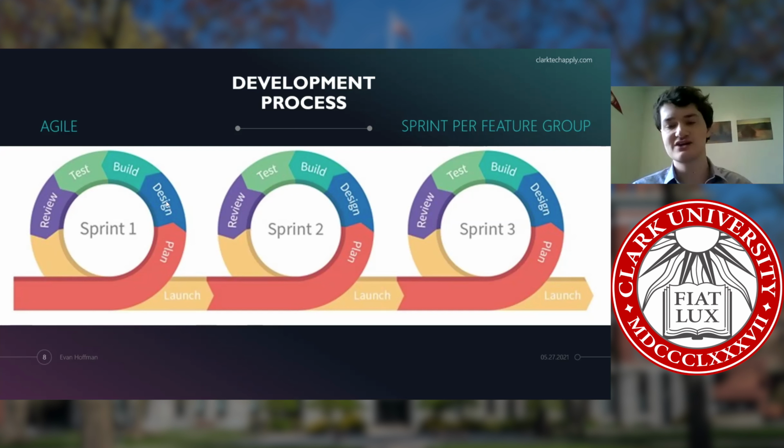So I used an agile development process, which of course utilizes different sprints. Each sprint has a planning, designing, building, testing, reviewing, and launching phase, right? And I basically broke this up per feature. So every feature that I coded into the site, I had a sprint for, right? And went through all these steps.